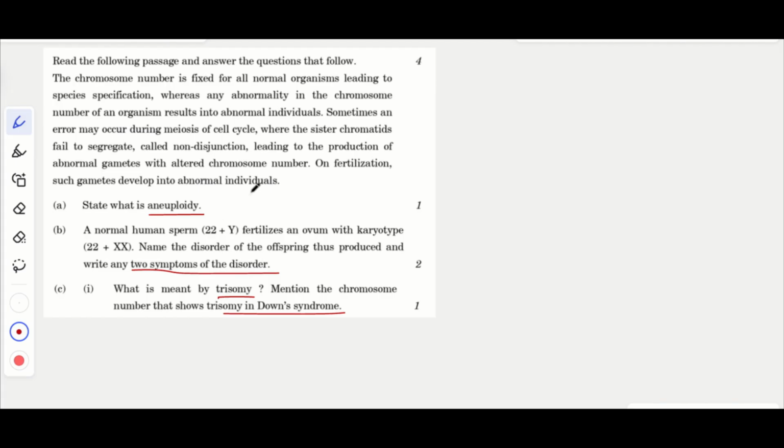Basically, it is a condition in which an organism has an abnormal number of chromosomes. What is an abnormal number of chromosomes? Either it will be gaining or losing one or more chromosomes. So what is the normal number of chromosomes in a human? We have 46, right? That is 23 pairs, right? So let's write it as 2n.